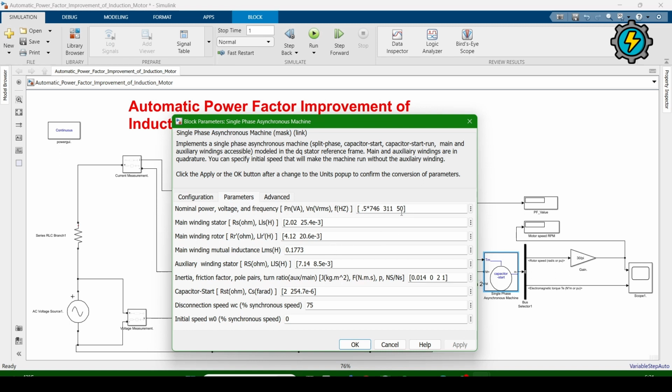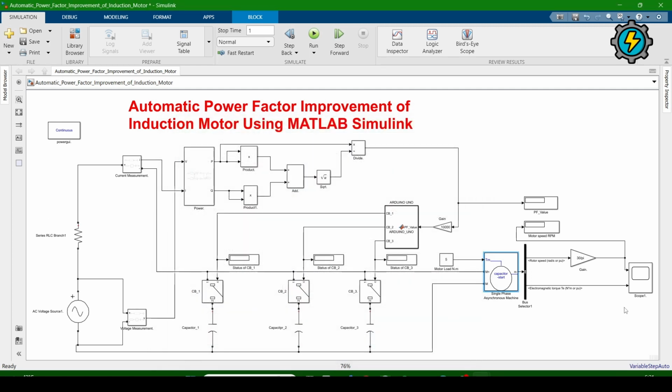311, 50 is the frequency, and 311 is the peak voltage, and frequency is 50 hertz, and the power of the motor is 0.5 horsepower. Because 1 horsepower is 760 watt, that's why 760 is multiplied with 0.5. And the remaining values are like this. Then click OK.